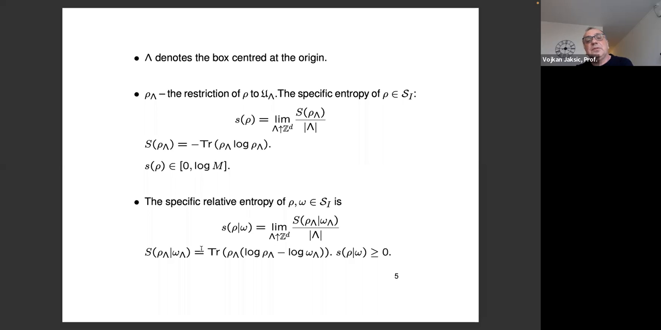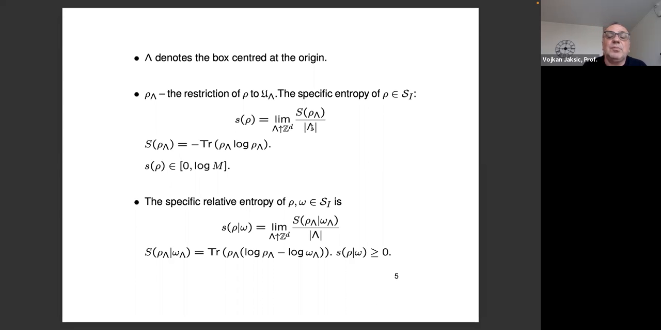So now we introduce the specific entropy of a translationally invariant state that plays, of course, a fundamental role in thermodynamics, in thermodynamic formalism. So we start here with a translationally invariant state. We restrict it to the box, to the algebra U of the box. So this is a matrix algebra, this is a density matrix. So its von Neumann entropy, minus trace rho_lambda logarithm of rho_lambda, is well defined, or negative. And then the specific entropy of rho is just the von Neumann entropy per unit volume.